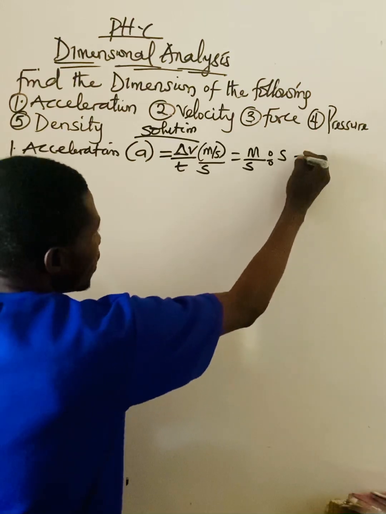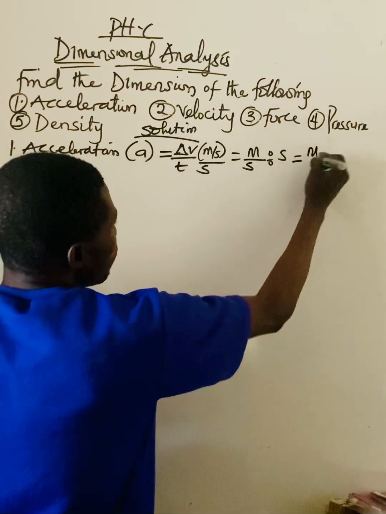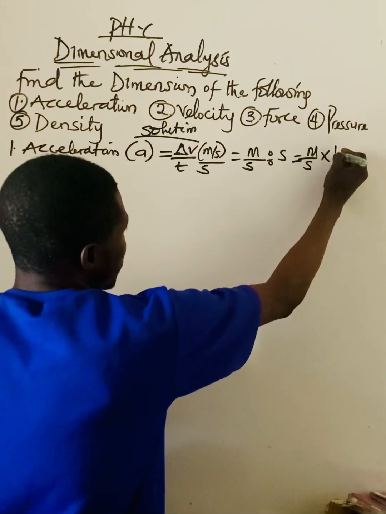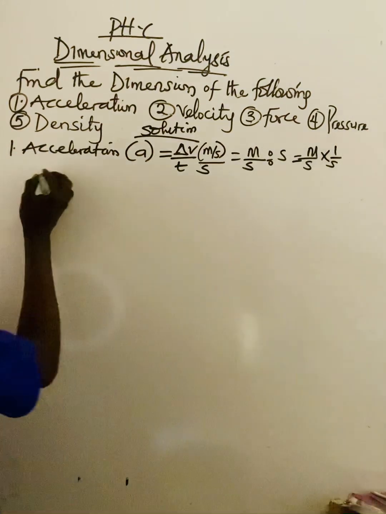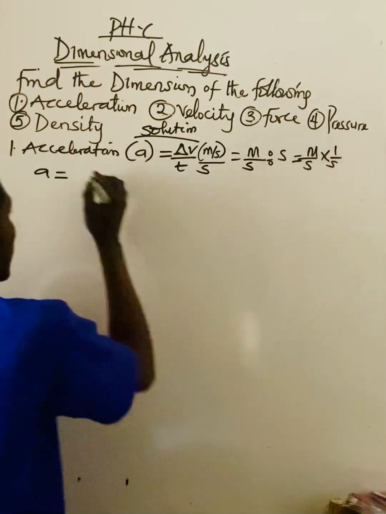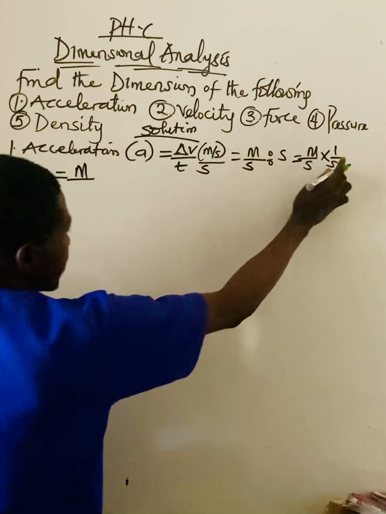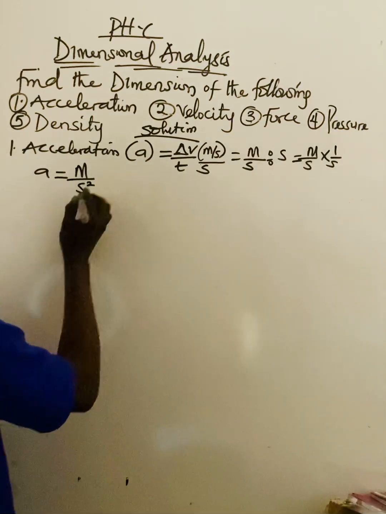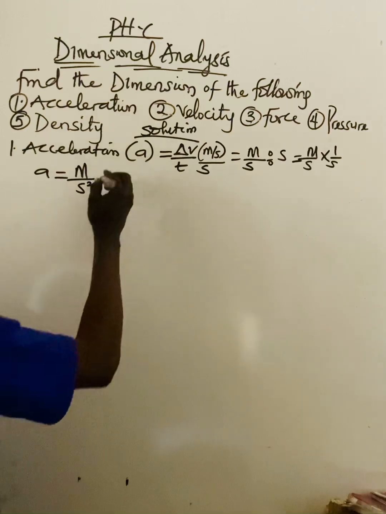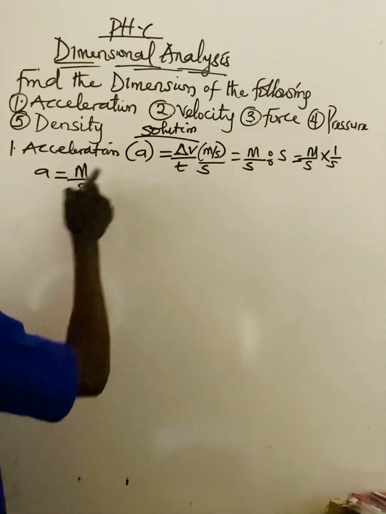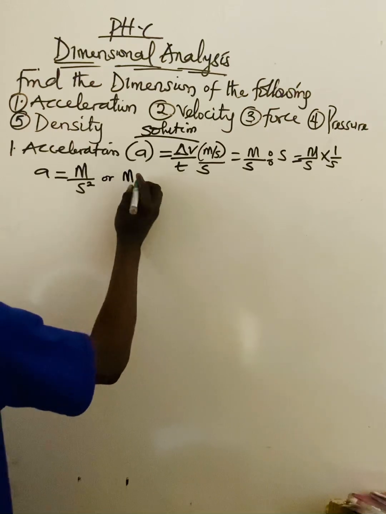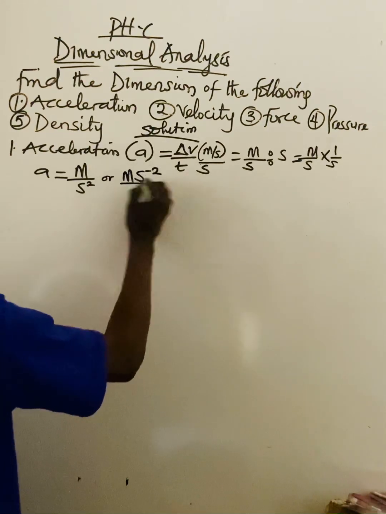That can give m over s, times 1 over s. And a, which is acceleration, is going to give us m times 1 will give m over s times s will give s squared. So the unit of acceleration is meter per second square, which can be written as meter per second square.